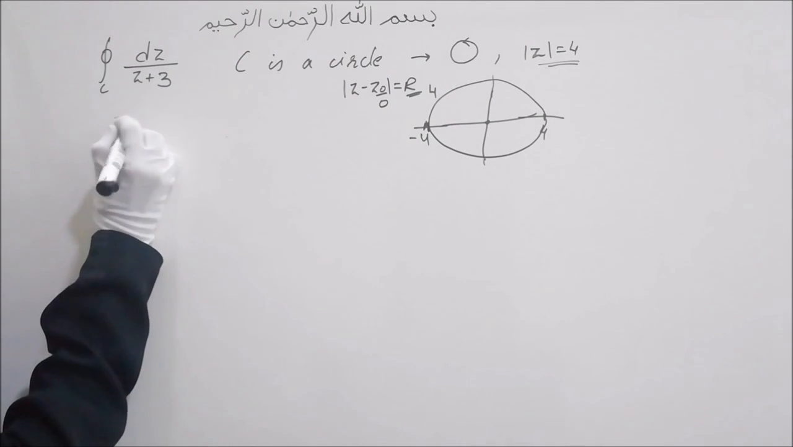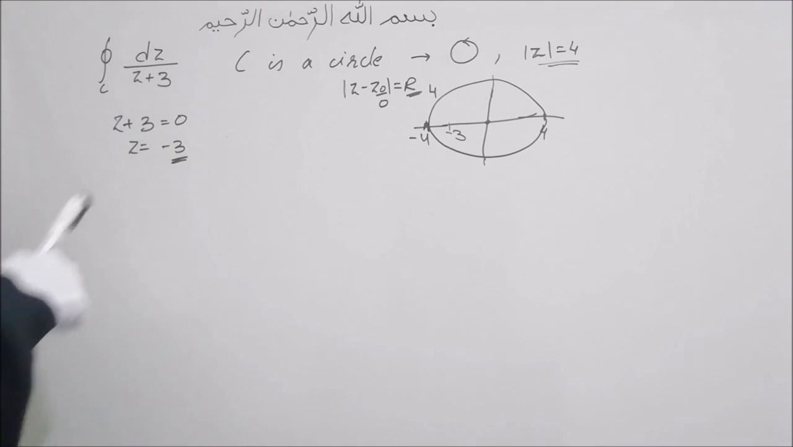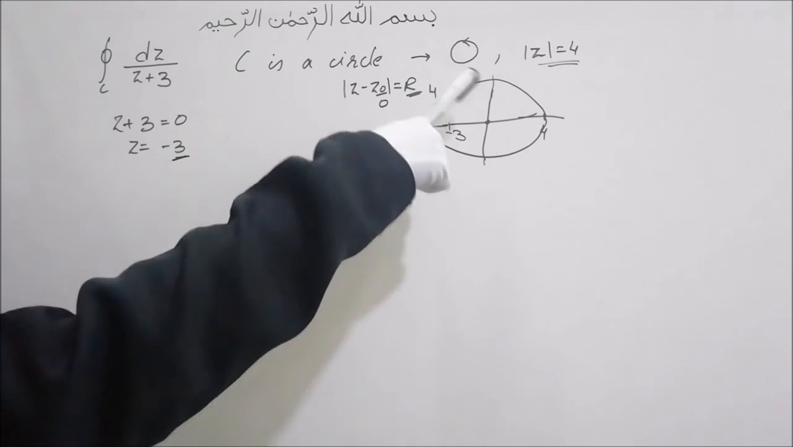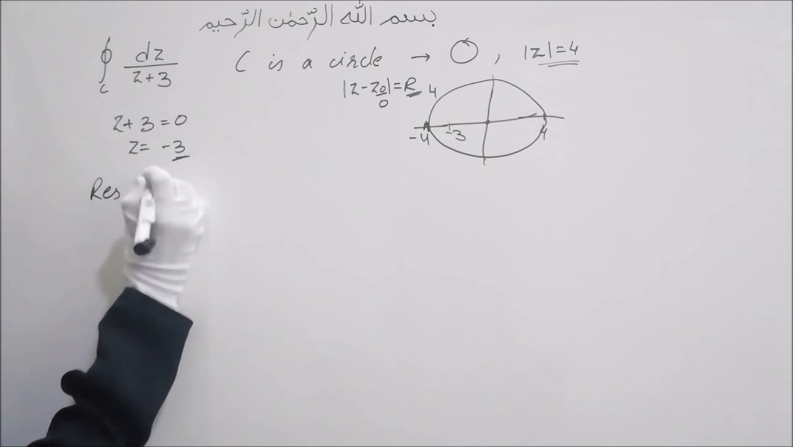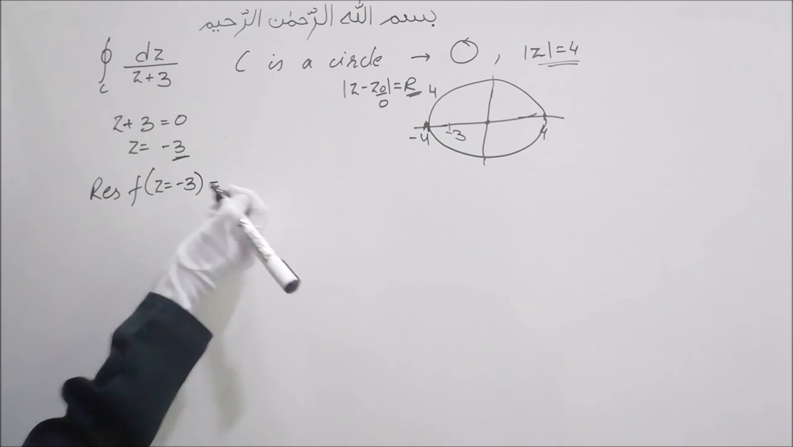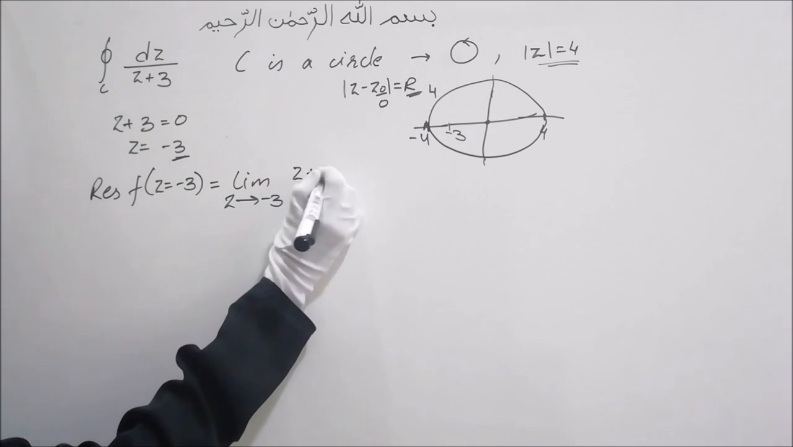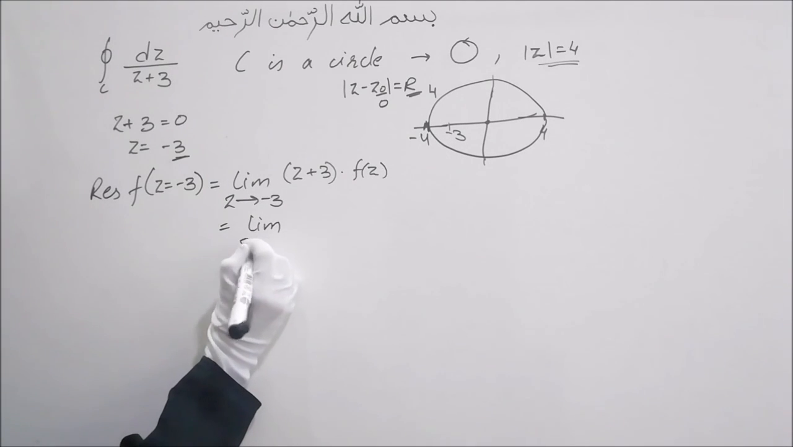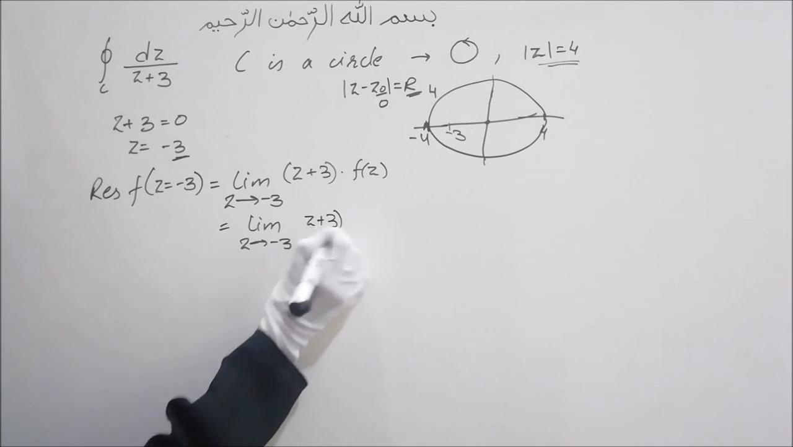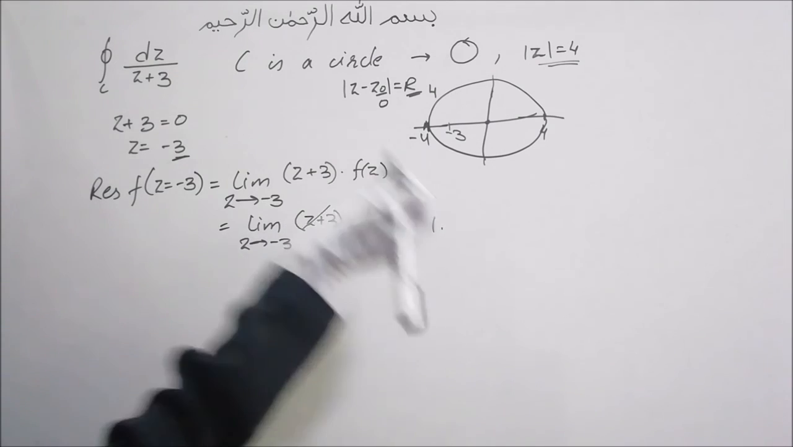Now we'll take the denominator equals 0, we get z plus 3 equals 0, so z equals minus 3. Here we can clearly see that z equals minus 3 lies inside this contour C, and we know that z equals minus 3 is a pole of order 1. Therefore the residue of the function at z equals minus 3 will be limit z tends to minus 3, z plus 3 into f of z, right? So that will be limit z tends to minus 3, z plus 3 into 1 by z plus 3. So this and this cancel and we get 1.